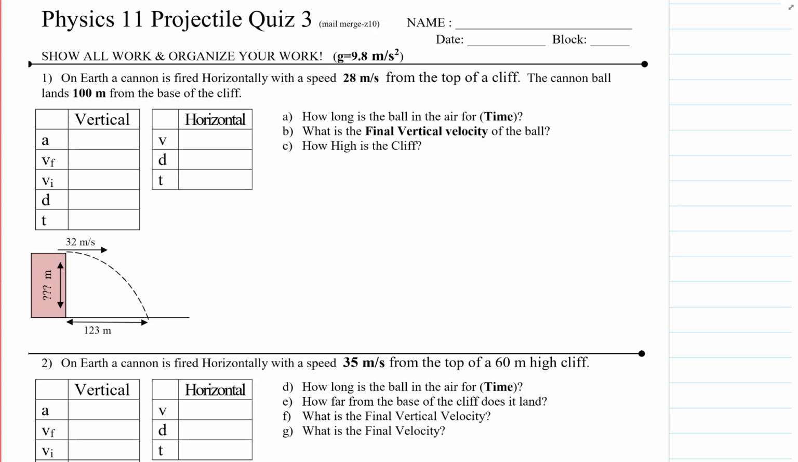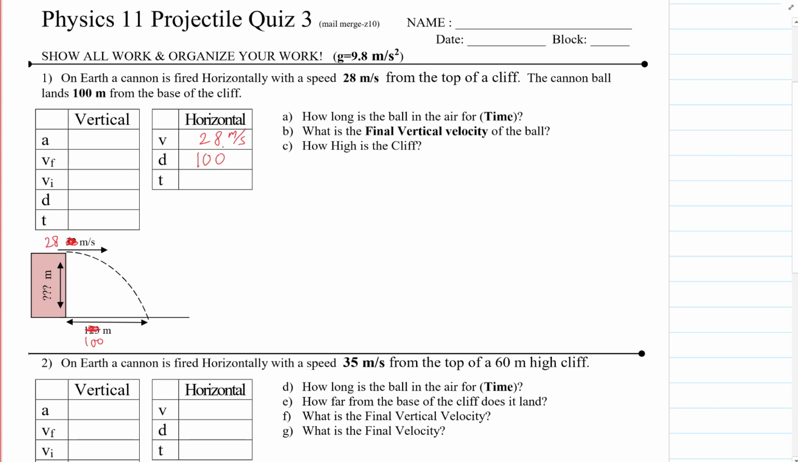Okay, so sorry, I didn't change it here. This is 28 on yours would actually have the right numbers here. And this is 100. So it's kind of showing you visually that it lands horizontally 100 meters from the base. So that is the horizontal distance. And it's launched initially at 28 meters per second, horizontally.